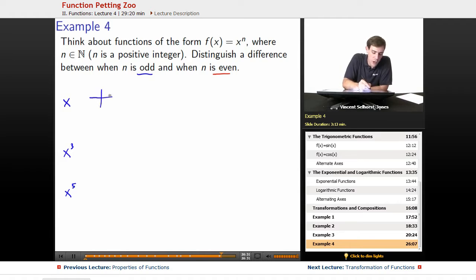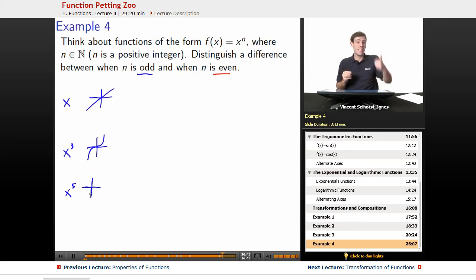So x, we know what x looks like. It's just like that. X cubed, it blows out pretty quickly. X to the 5th, it blows out even faster, right? By the time it makes it to 2, it's at 2, 4, 8, 16, 32 height. So by the time x to the 5th has an input of 2, it's getting an output of 32. So it blows out really, really fast.